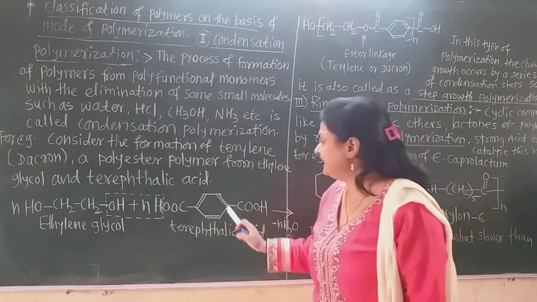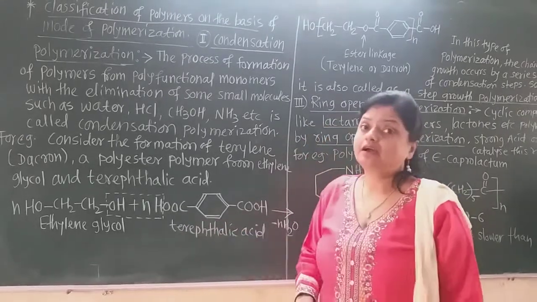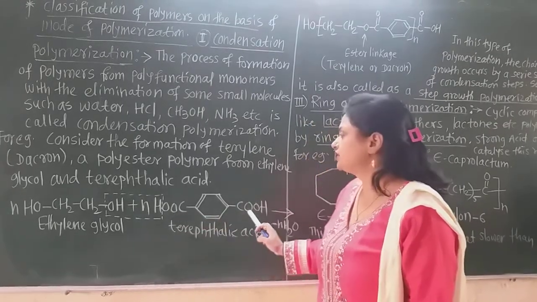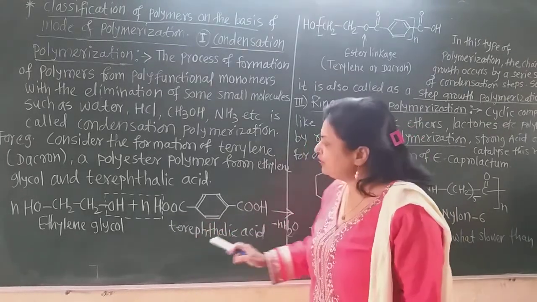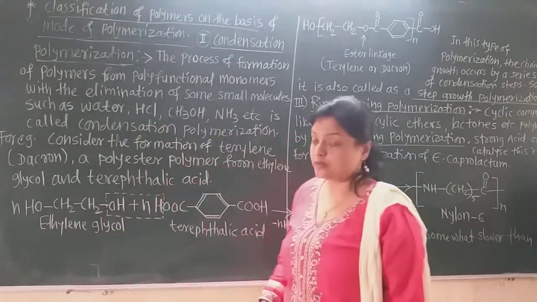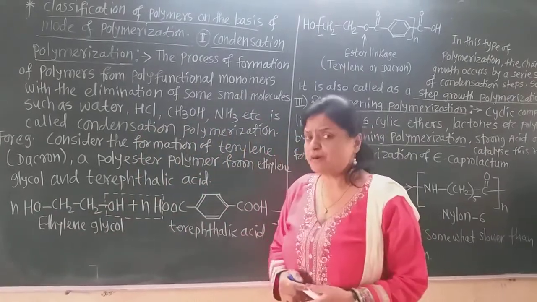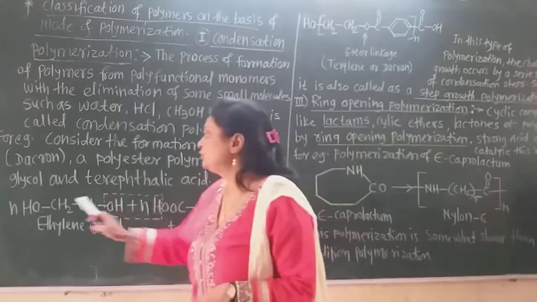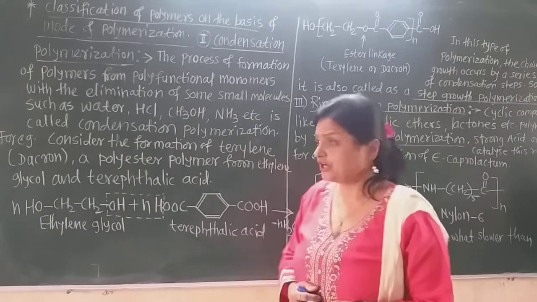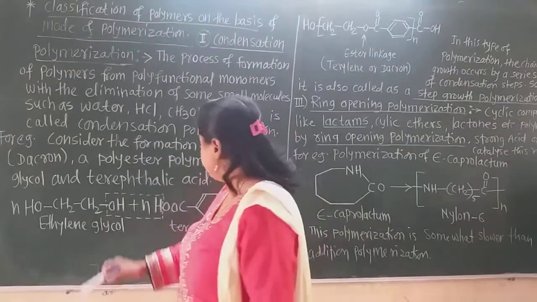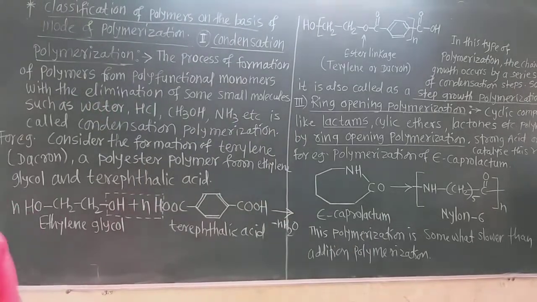Now these have functional groups. Take n number of these two different monomers. These are bifunctional monomers. Here there are two acidic groups, and here two alcoholic OH groups, each acting as a functional group. Now what happens? We take n number, meaning many monomers of both types.